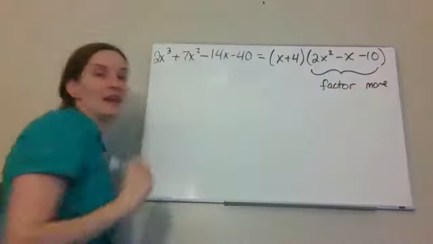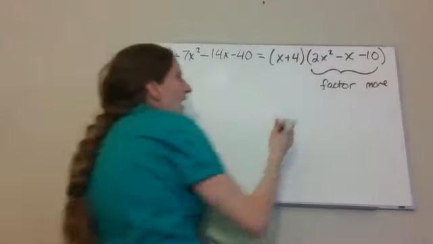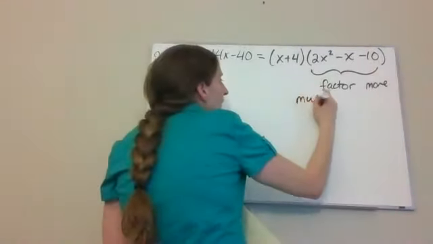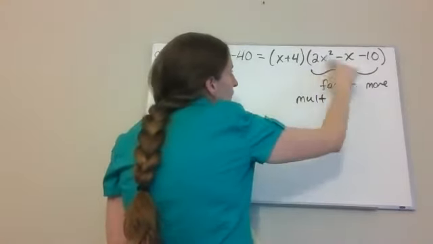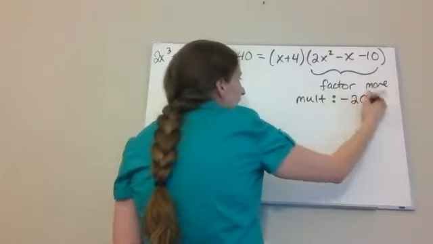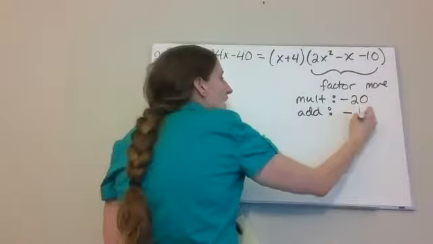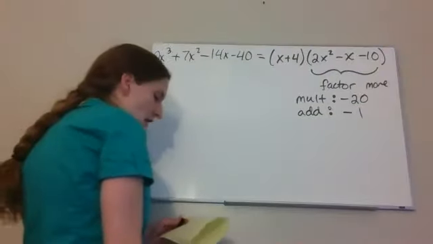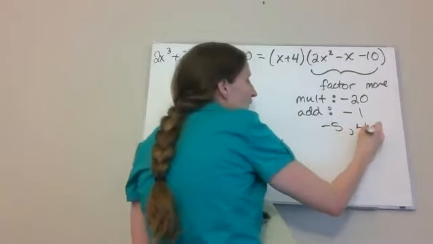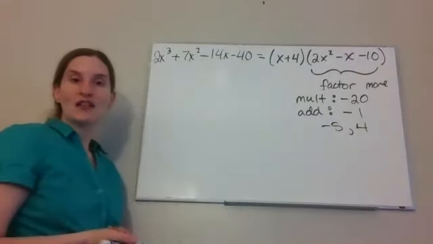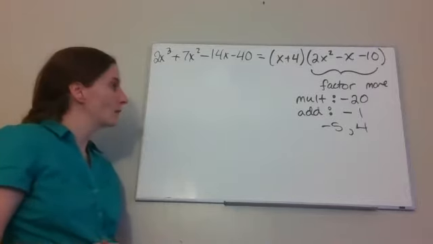using the AC method that we talked about in a previous video. I need two numbers that multiply to my a times my c, which is 2 times negative 10, negative 20, and add up to my b, which is negative 1. Two numbers that do this are negative 5 and positive 4, because negative 5 times 4 is negative 20, and negative 5 plus 4 is negative 1.